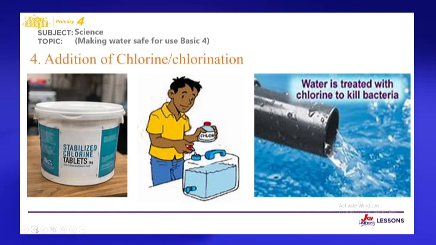Another method is addition of chlorine, that is chlorine gas. When you add chlorine to water, it also kills the germs and any bacteria that may be present in the water. So the water that gets to our various homes through our taps is treated with chlorine. Then this water is filtered and pumped into our pipelines and into our homes through our taps.